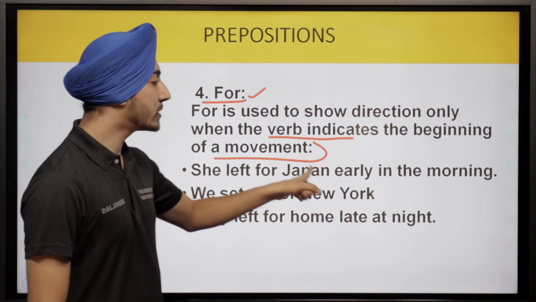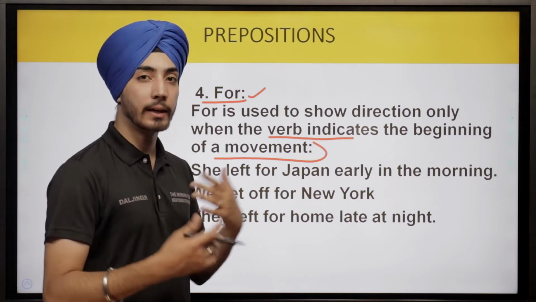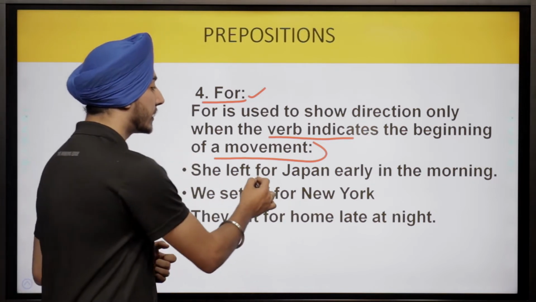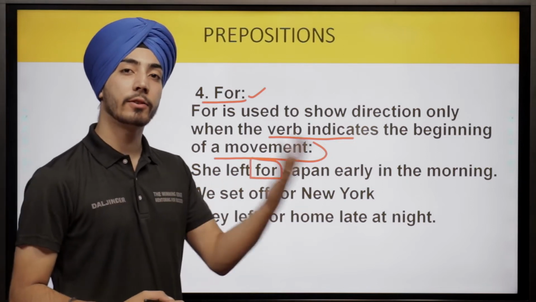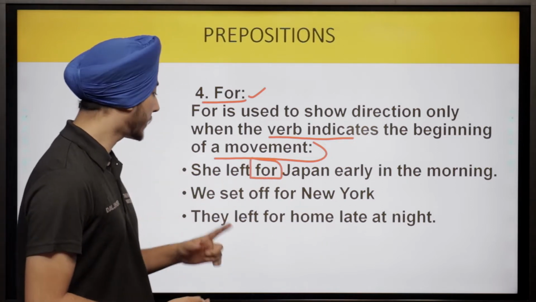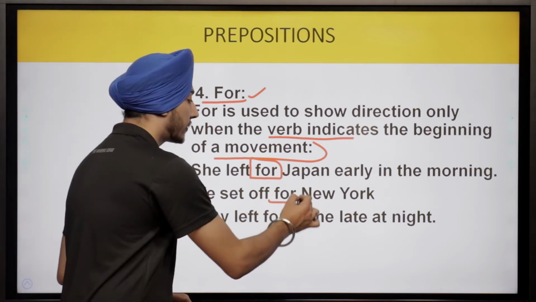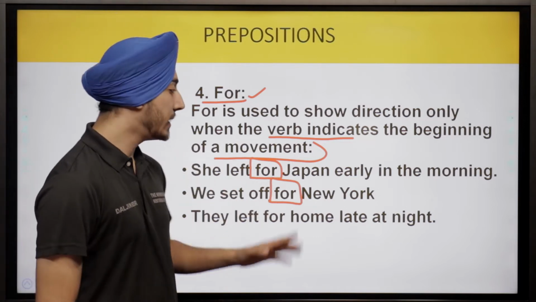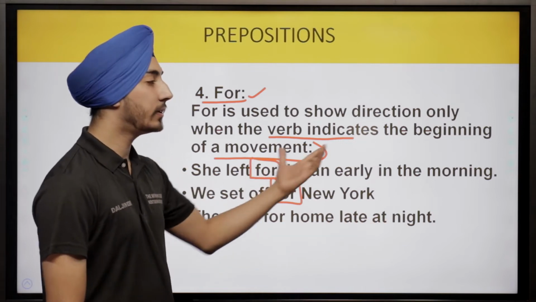She left for Japan early in the morning. Now to go for Japan, it's a beginning of a movement. It's a beginning of a journey, right? So वहाँ पे हम for को use कर रहे हैं to show the direction. That is, which way is she headed? She is headed for Japan. ठीक है, so यहाँ पे direction show रहा है. We set off for New York. So हम New York के लिए ready हैं और we are maybe leaving for New York. ठीक है, so again it's showing you the direction towards the destination. ठीक है, towards the beginning of a movement.